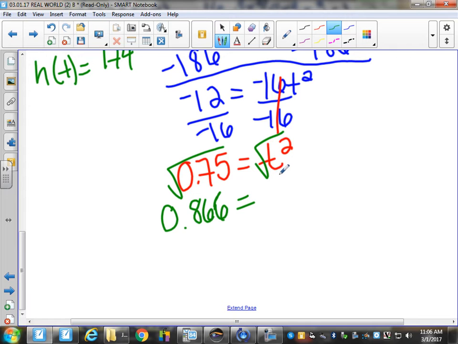What happens when I have t squared and I take the square root of that? What am I left with? T. Be careful that you're not dropping down a t squared. Is this my final answer? What am I missing? Yes, a sentence. What am I missing? Plus or minus, exactly.